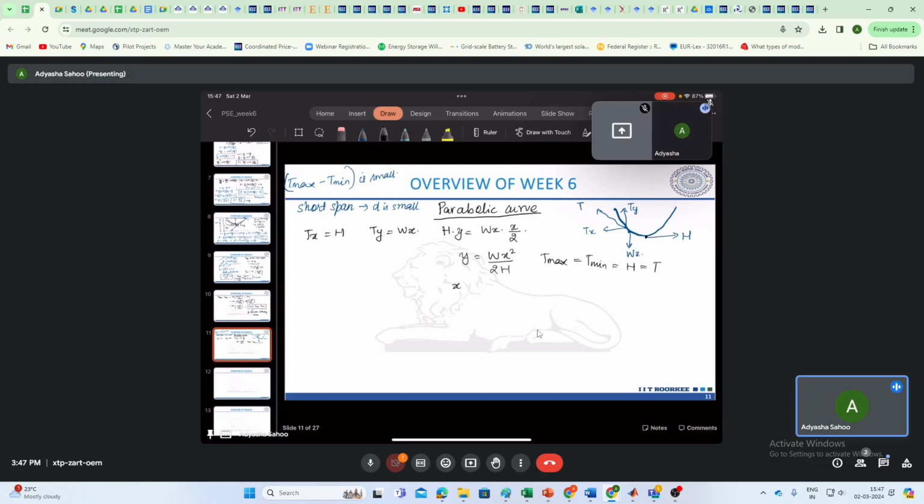Now at x is L by 2, your y is your d, that is your maximum sag. So d is WL square by 8H. So we can also use this formula for approximation of the parabolic curve.